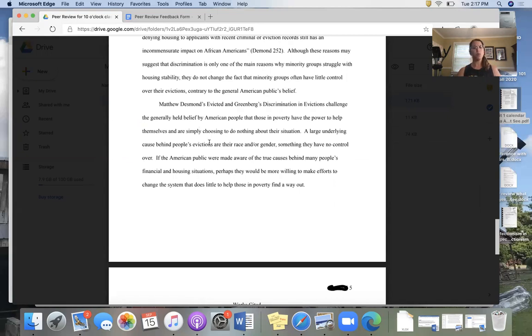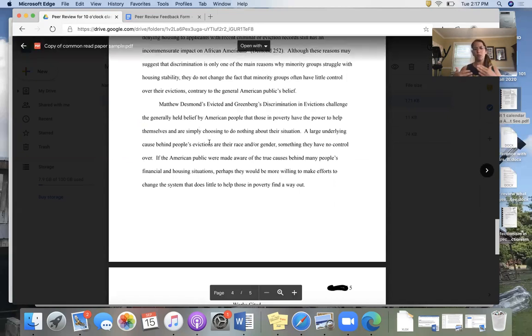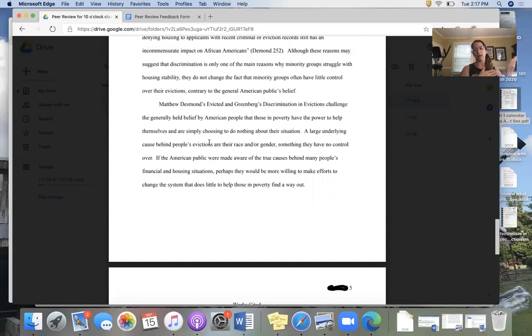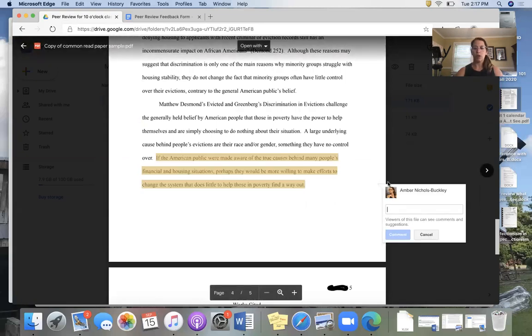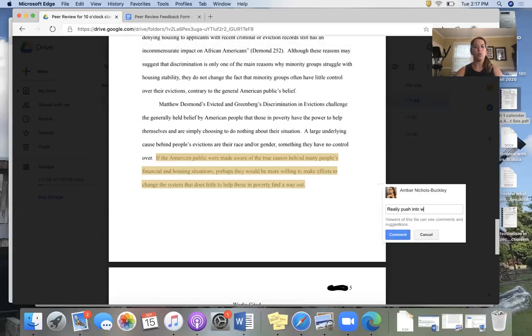And so if this were not as strong and it was just kind of more of a repetition of what's happening elsewhere in the paper, you might give a final note here about, you know, really pushing into why this matters, right? Why do evictions matter now more than ever?